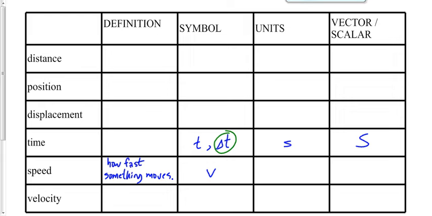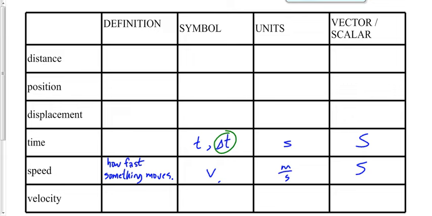Units. Kilometers per hour, miles per hour? Yeah, meters per second. That's the standard units. Sometimes we can use kilometers per hour. Sometimes that's fine, but meters per second always works for us. And is speed going to be a vector or a scalar? That's a scalar. Yeah, it's a scalar. If you didn't know that, we can just look at this, right, and identify that there's no half arrow over top of it. It's a scalar.